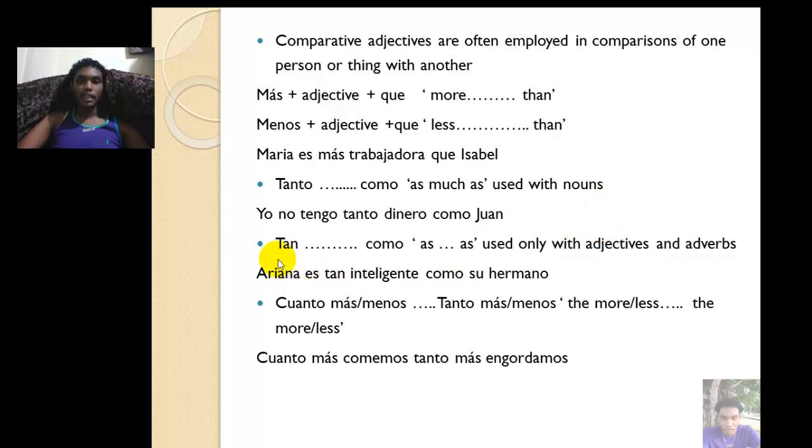Ariana es tan inteligente como su hermano. Ariana is as intelligent as her brother. Okay? The same applies here. So, cuanto más comemos, tanto más engordamos. The more we eat, the more we get fat. Okay?